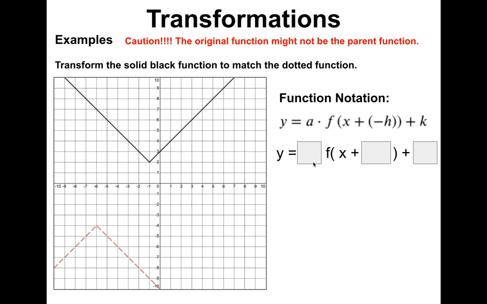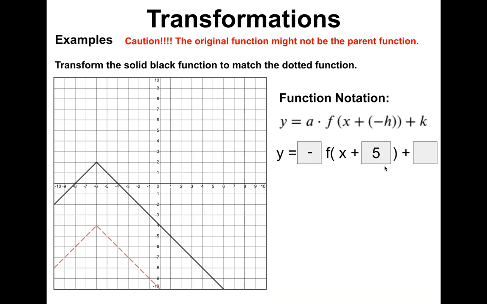Think about your a value. We will need to make it negative so that it can open down. Our h value is the horizontal movement, so count 1, 2, 3, 4, 5. Notice we did not count from 0. We counted from where the point of this absolute value started. So I went 5 to the left. So of course we're going to put the opposite, meaning a +5. To the left is normally negative, but we're going to do opposite and put a positive.